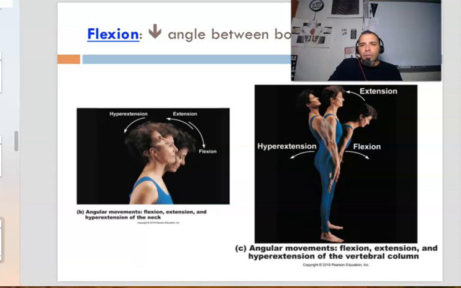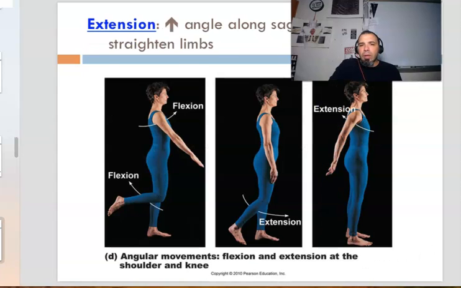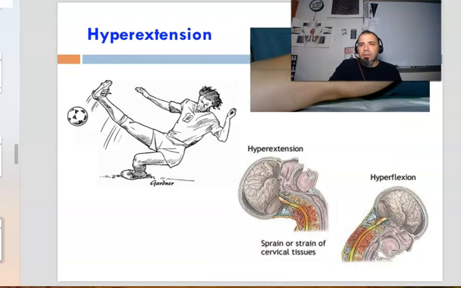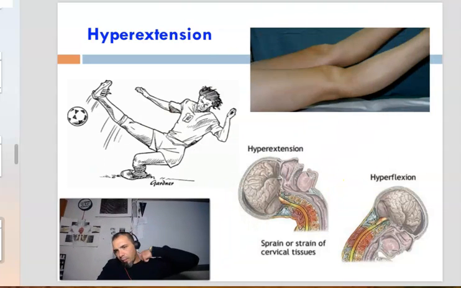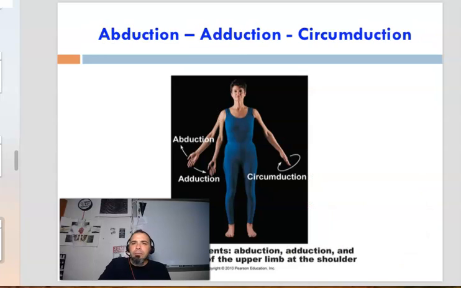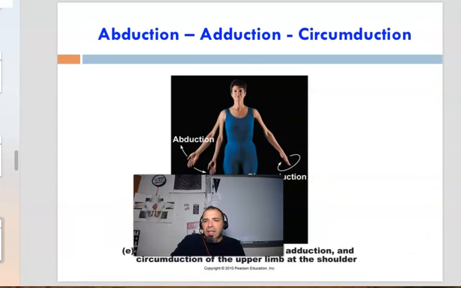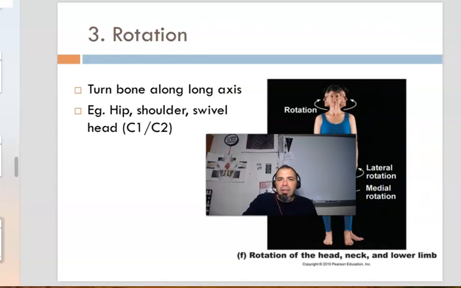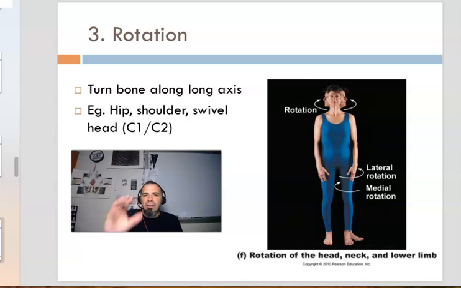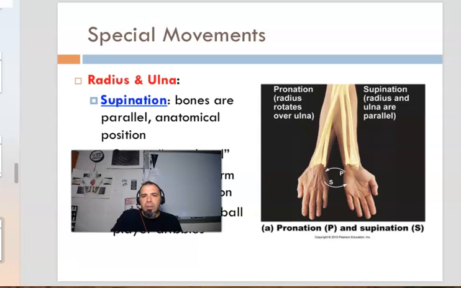And there's just some more movements. There's your flexion, the angle between the bones. There's some hinges, extension, hyperextension. There's a hyperextension of the knees there, but we've got hyperextension, hyperflexion. Some more movements. Again, abduction, adduction, circumduction. There's another video over these. We'll do these in class. Rotation, again, is just turning along an axis. So the hip, shoulder. So C1 and C2 are good examples of a rotation.